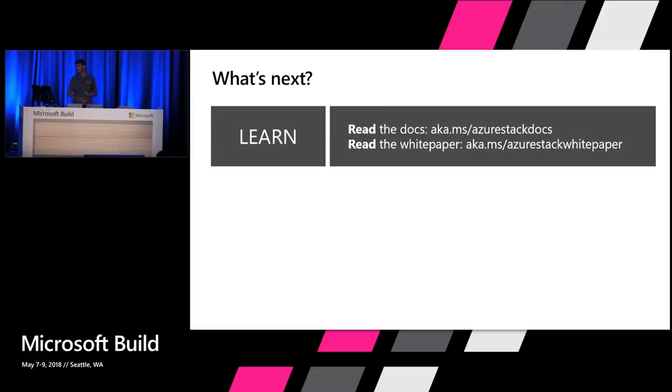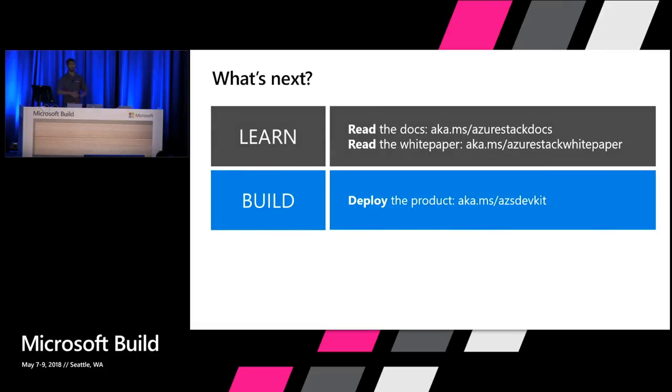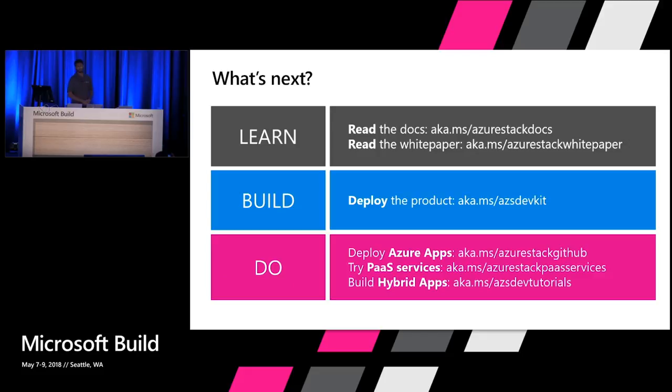And then what's next? We want you to look and read about Azure Stack. We have an Azure Stack white paper. We want you to deploy the product, deploy the development kit. It's three steps. Michaela showed you. And then once you've got the development kit deployed, deploy some applications from our GitHub. Deploy some ARM templates. Try editing them in Visual Studio and Visual Studio Code. Try out the PaaS services. Try out App Service. Try out some functions.